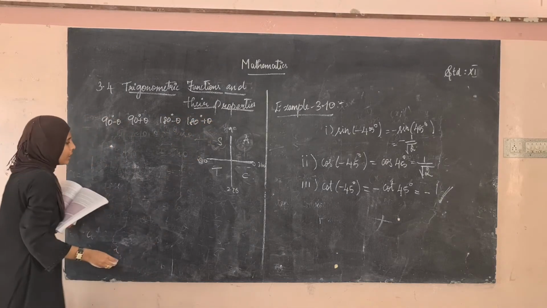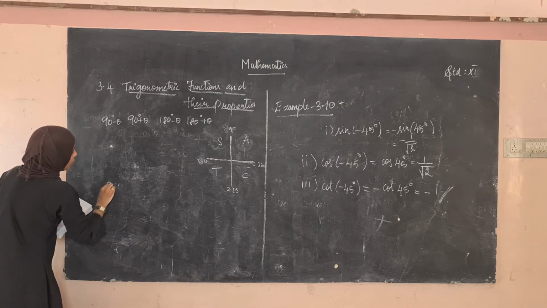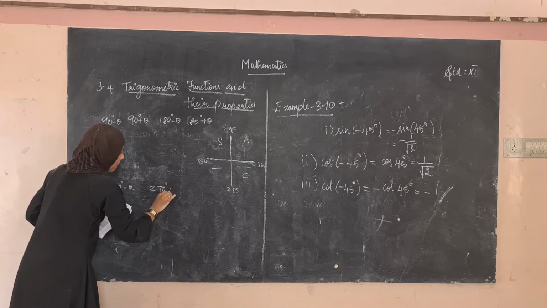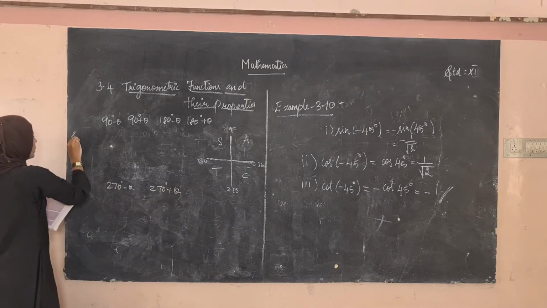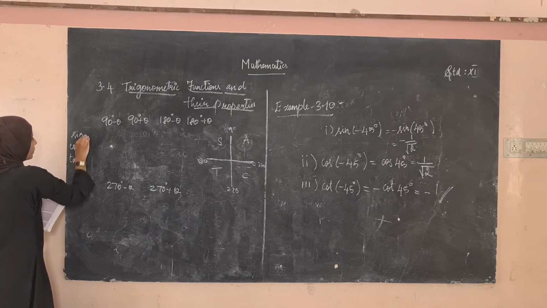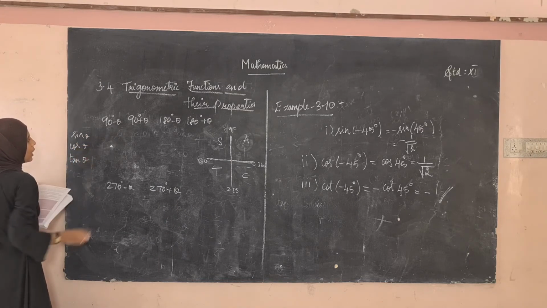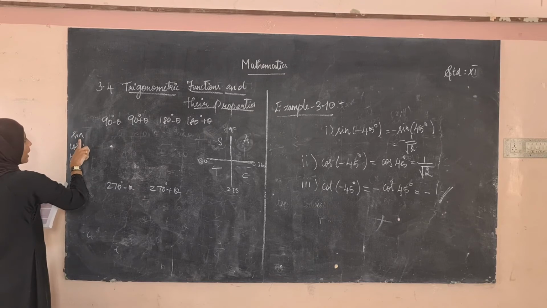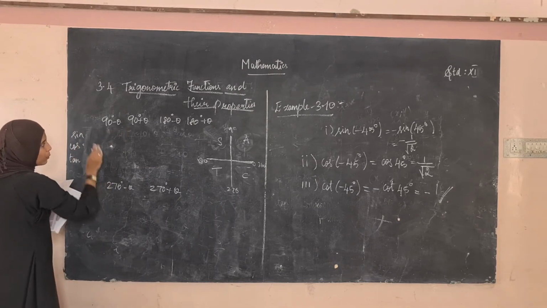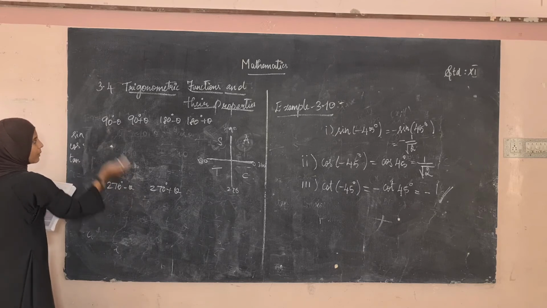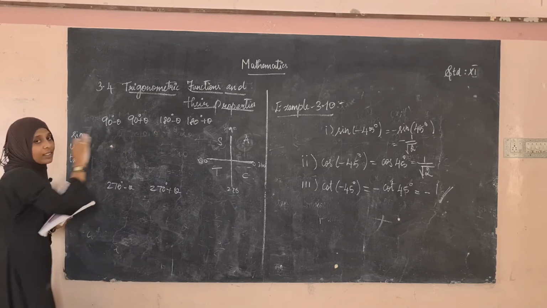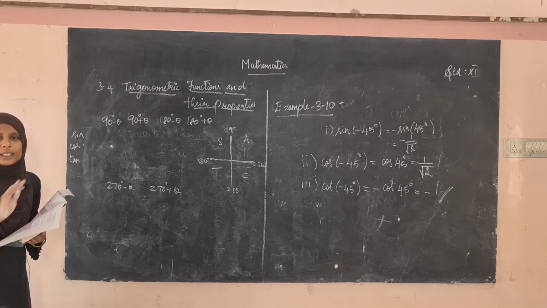Now let us see, we also have 270 minus theta and 270 plus theta, for sin, cos and tan. So, sin of 90 minus theta. See here, when 90 comes, for 90 and 270, sin changes to cos and cos changes to sin. But for 180 and 360, sin and cos don't change.